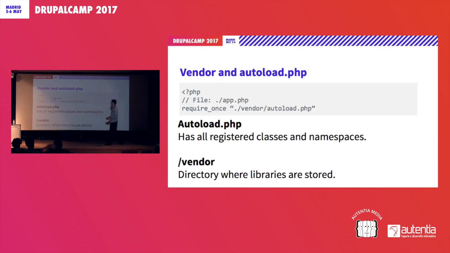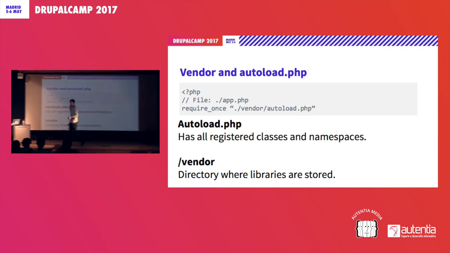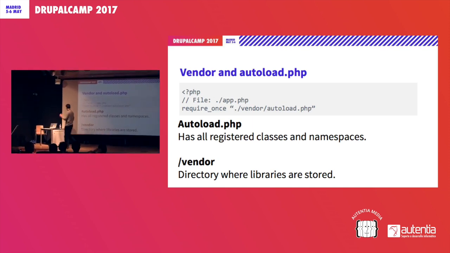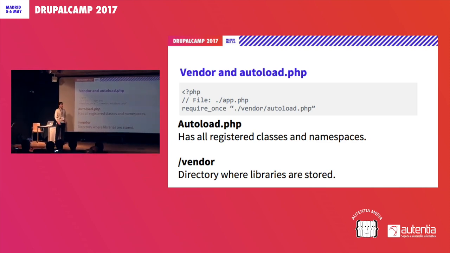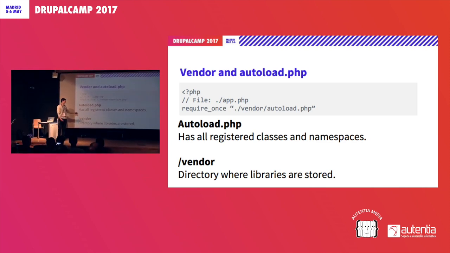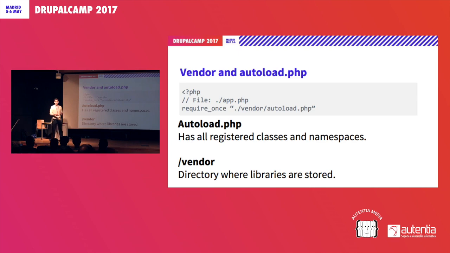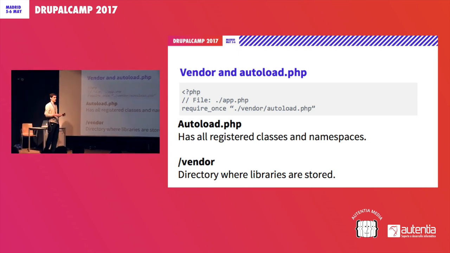Now, after we install all the different dependencies, or we actually run composer install for the first time, we will find this directory and this file on the repo. The vendor directory is where libraries are stored, as you already know, and it's not always vendor. Well, it's always vendor by default, but it's configurable. So you could have dependencies in another location.